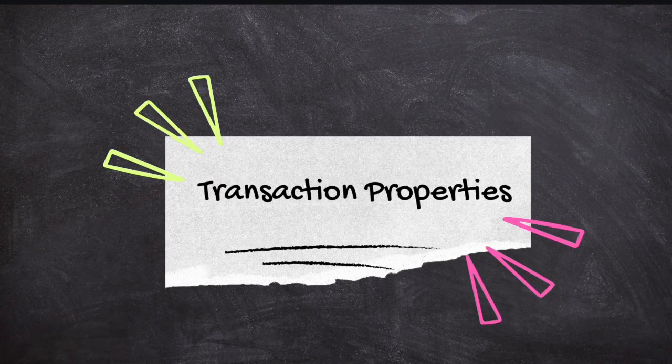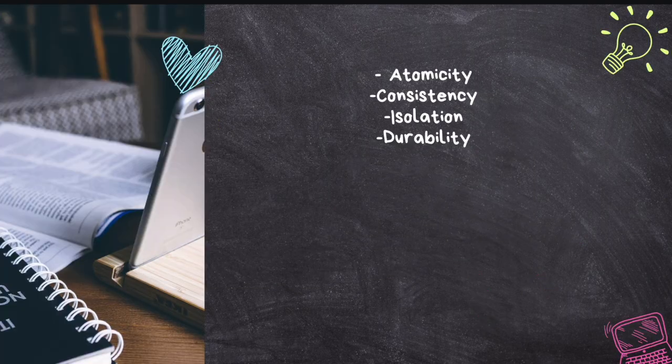The transaction properties: there are four properties when it comes to a transaction: atomicity, consistency, isolation, and durability. What is atomicity? A transaction is either completed in full or not completed at all. The beginning of the transaction is marked with the BEGIN command and ends with COMMIT or ROLLBACK, which means commit the changes or undo the changes.